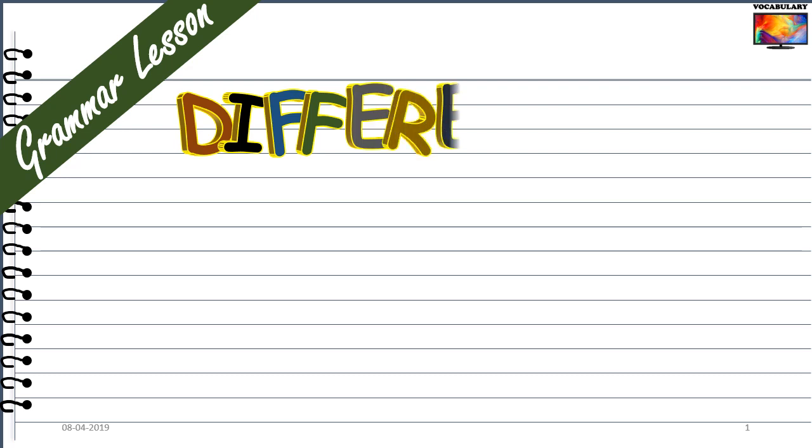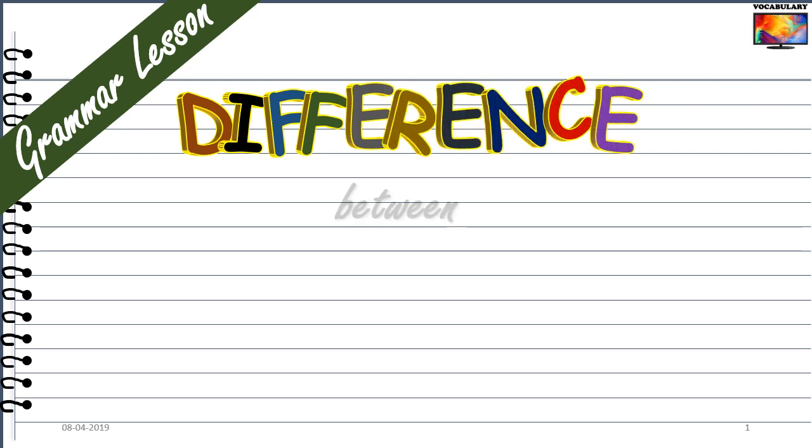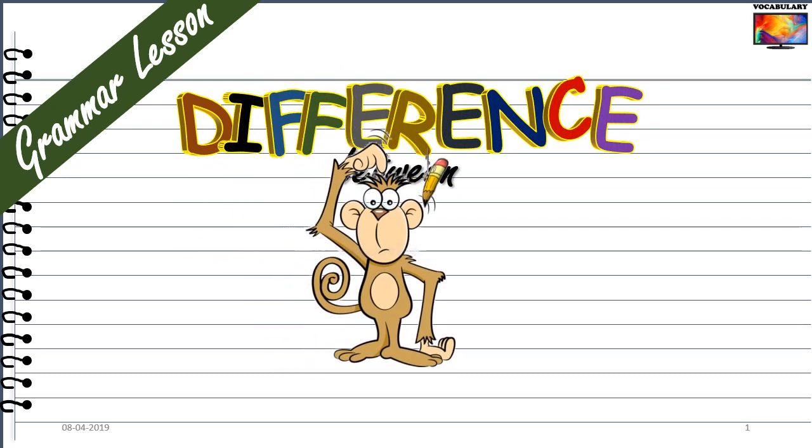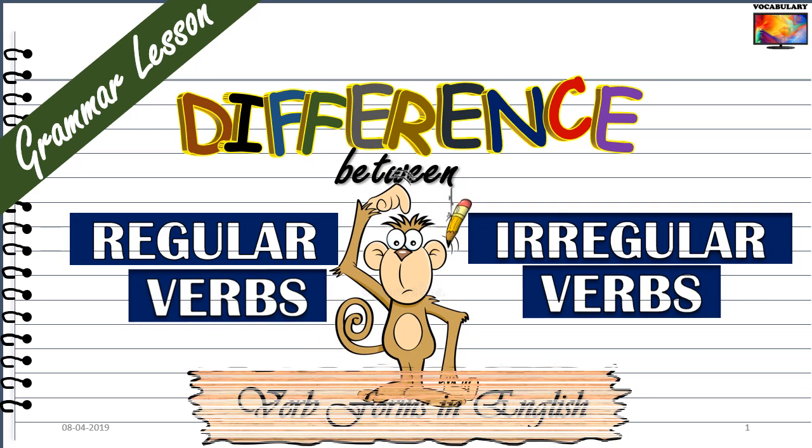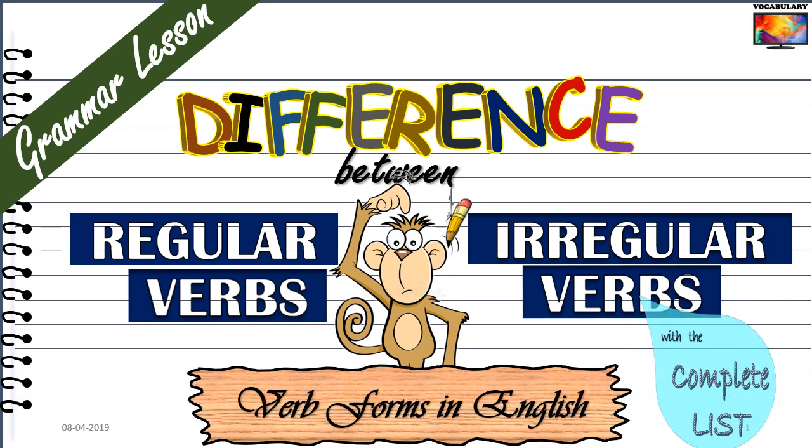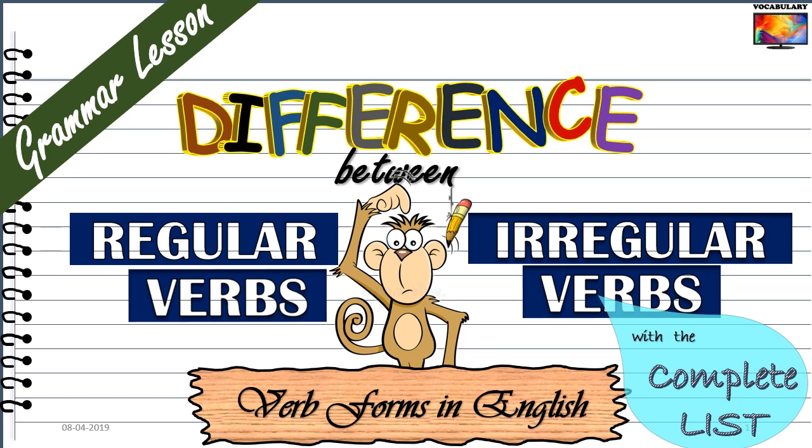Today's lesson is about regular and irregular verbs in English. We are going to start this grammar lesson with the difference between these two, followed by a complete list of irregular verbs in English which you can memorize and make use of in your own spare time. So let's begin.